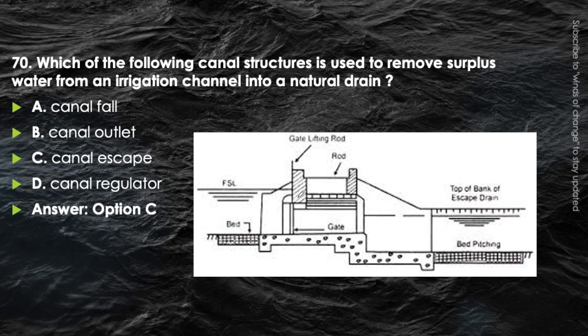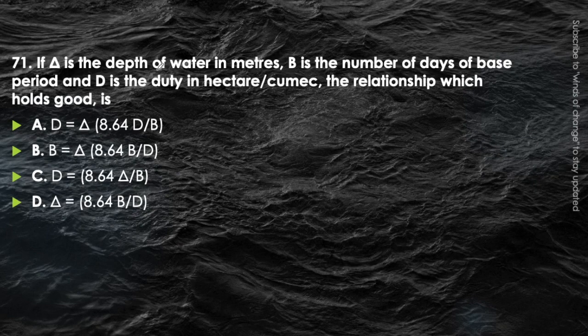Okay. Next question. If delta is the depth of water in meters, B is the number of days of base period, and D is the duty in hectare per cumec, then the relationship which holds good is: D equal to delta 8.64 D by B, or B equal to delta 8.64 B by D, or D equal to 8.64 delta upon B, or delta equal to 8.64 B upon D. So the correct answer will be option D. You are well aware of it. We should not explain it. It is a very easy question. You just have to memorize one thing, that 8.64 will come into the picture when delta is in meter. If we place it like 864 B by D, then delta will be in centimeter.